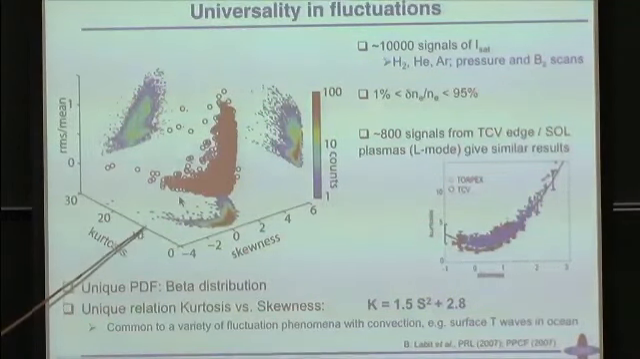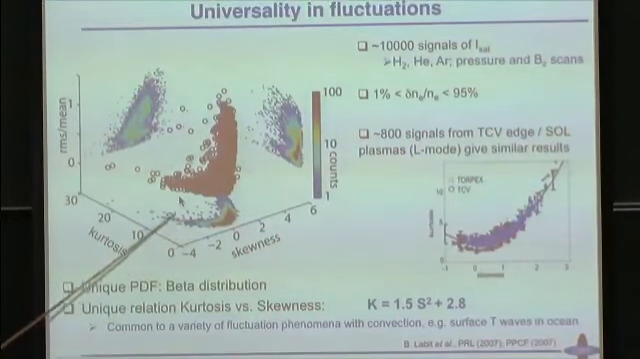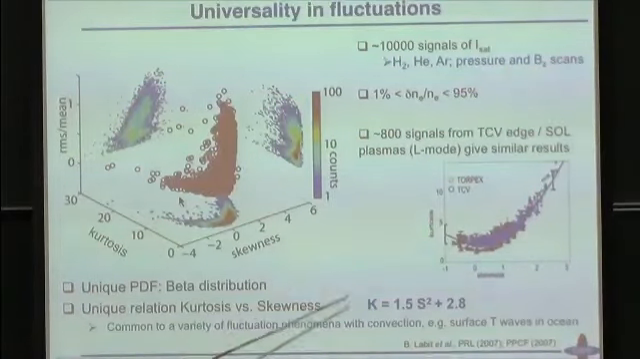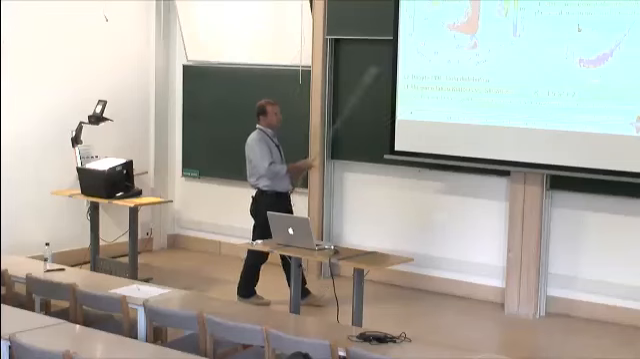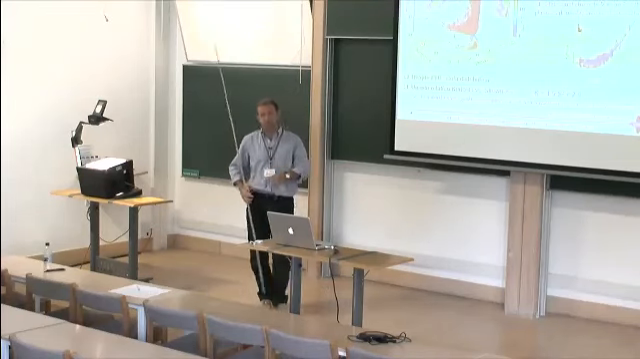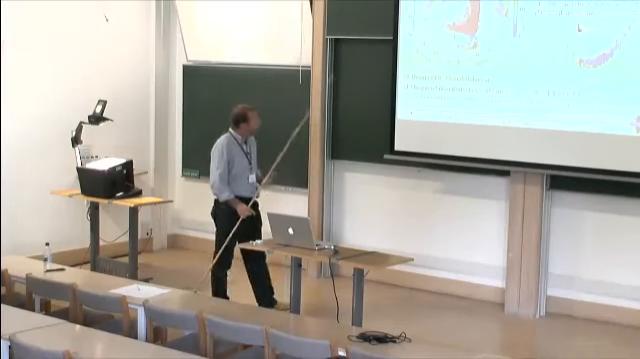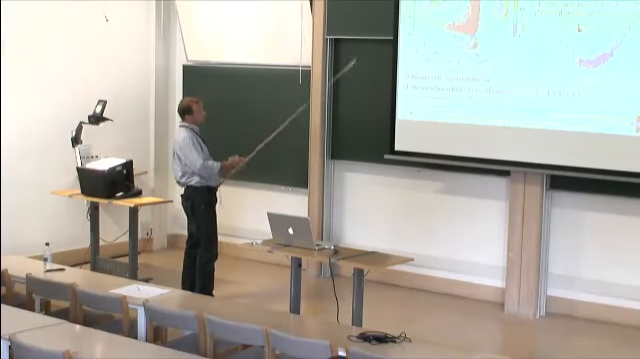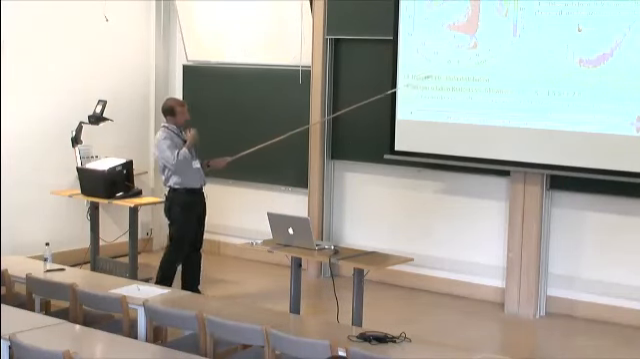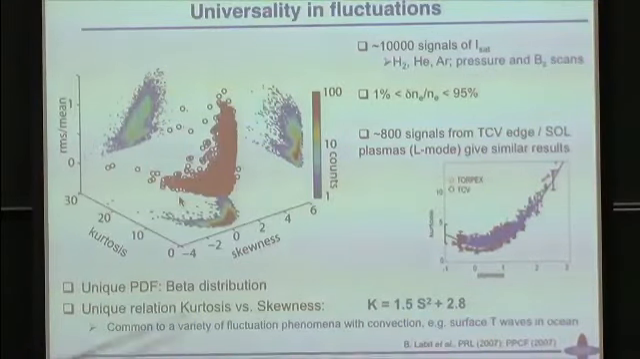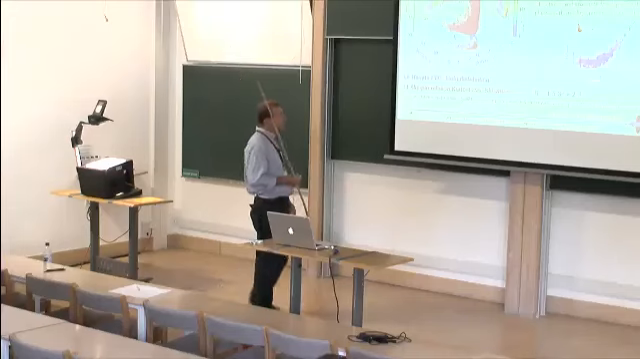And we see, particularly if we look at the projection here, which might not be so visible in this 3D plot, but it's more visible here, there is a unique relation between kurtosis and skewness, and it's always the same. Not only is it always quadratic, but it has always the same coefficient. So we believe this is an aspect of a universal phenomenon. We try to fit the probability distribution function to different kinds of known analytical distributions, and the best one is the beta distribution. It's sort of a combination of two gammas, allowing for negative skewness.